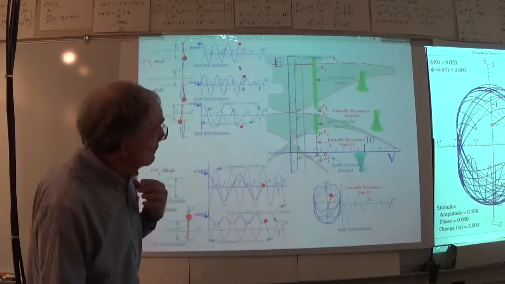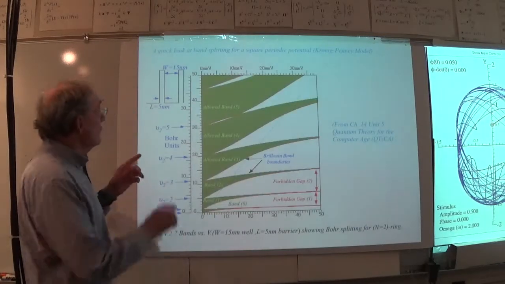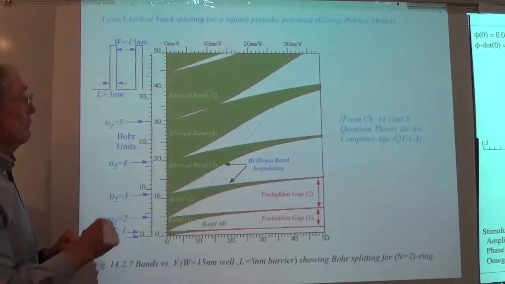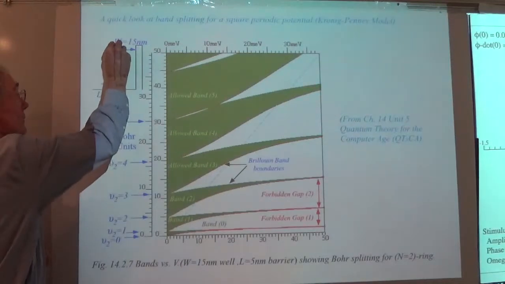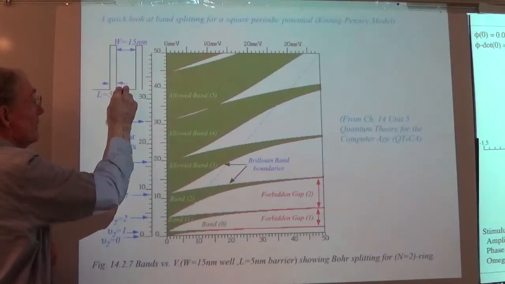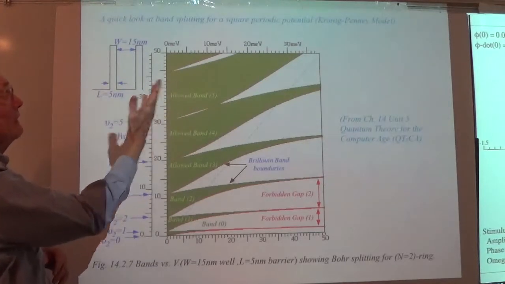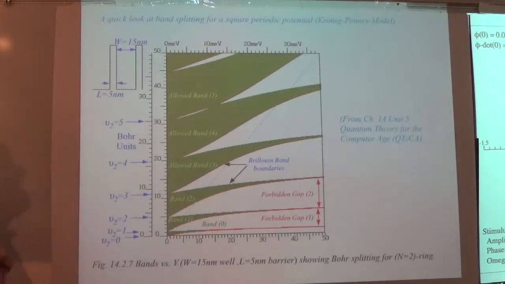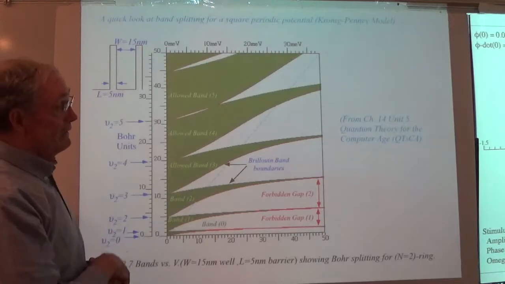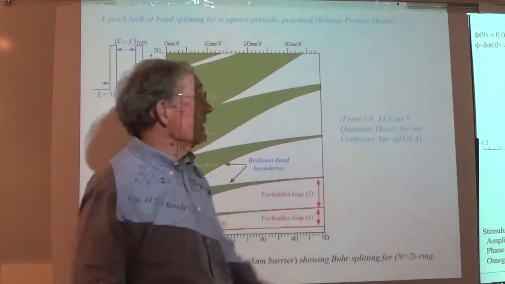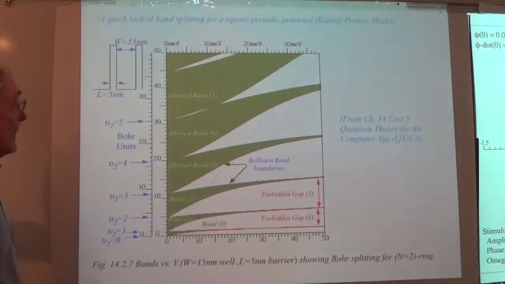Now, you can do a lot more with this. Suppose that instead of having this nice cosine motion, you just jerk the heck out of it. And you stay there for a while. And stay there for a while. Then you've got the square wave, the Kronig-Penney model of band theory. Okay, and this comes out of Chapter 14, Unit 5 of our quantum mechanics course, the one that I haven't given for a really long time here.